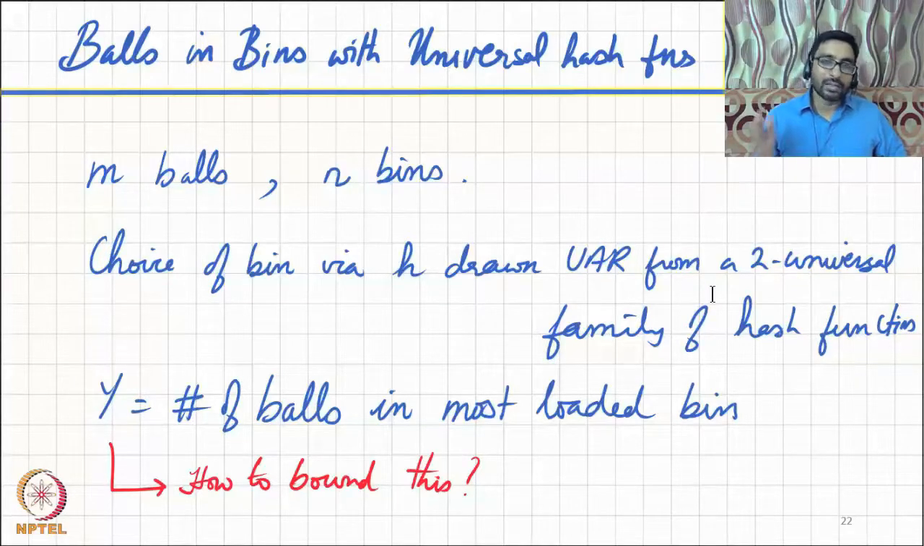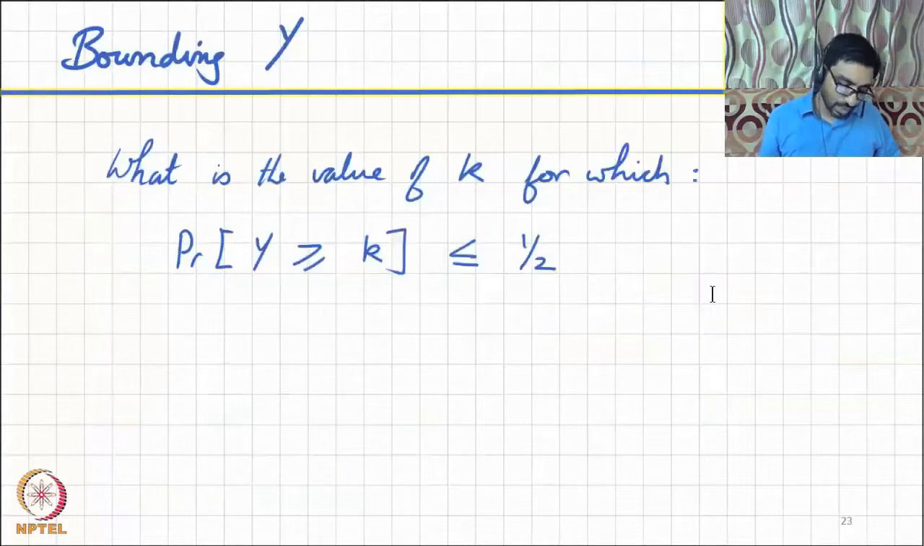So what's our max load? In order to understand that, let's define a random variable y, defined as the number of balls in the max loaded bin. And obviously our question now is what is a reasonable bound on y? In particular, we want to know what is the value of k for which the probability that y is at least k is bounded from above by a half.